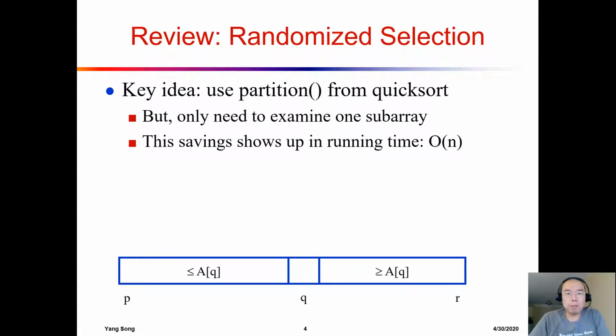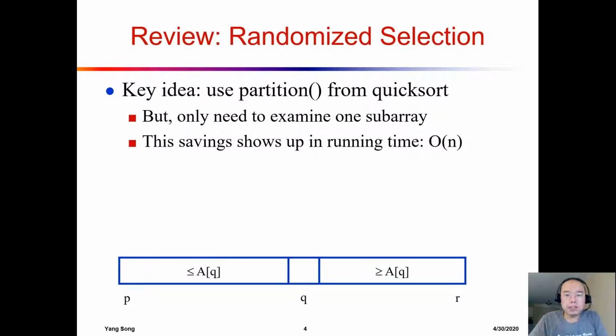We want to do better, and the idea is to borrow the partition from quicksort. In quicksort, we pick a pivot, and after we have finished the partition, say if q is the pivot, all the values on the left side of q are values smaller or equal to q, and on the right side are values greater or equal to q, right? So this is the idea of the partition.